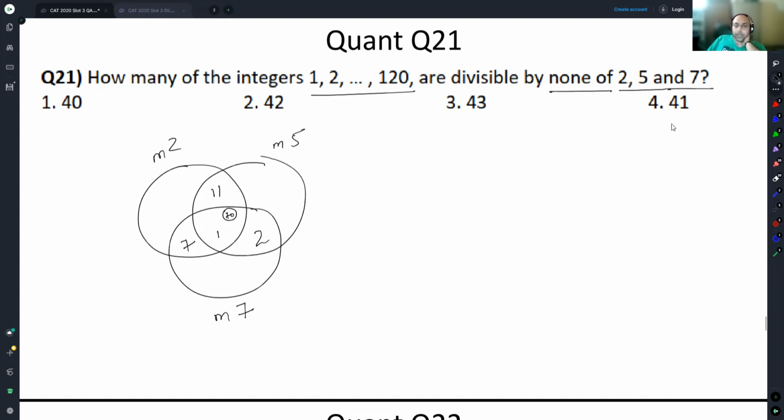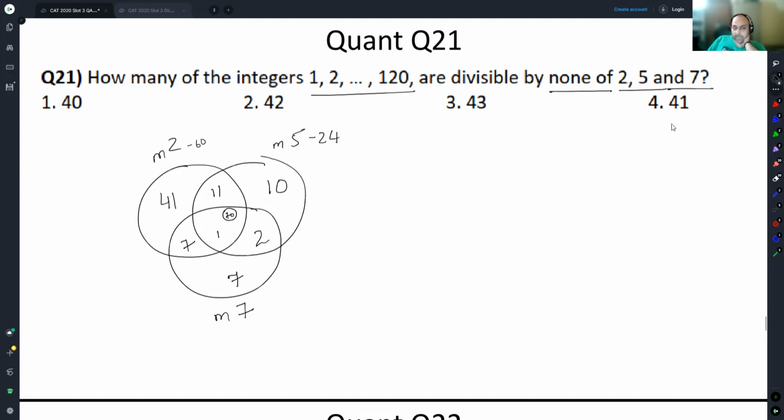How many multiples of 2 in total? 60, of which 11, 1, and 7, 19 are already listed here, so this is 41. Multiples of 5 in total are 24. 11, 2, and 1 are already listed here. 14 is already listed here. So this is 10. Multiples of 7 are 70, of which 10 are already listed here. So this is 7.